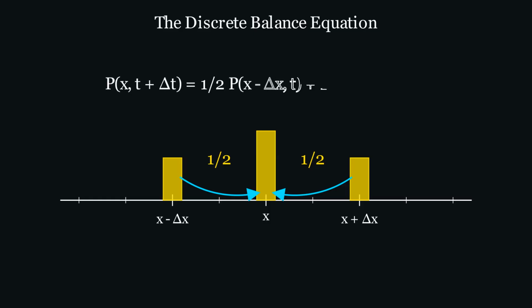This gives us a fundamental balance equation. The probability density at position x at time t plus delta t equals 1/2 times the density at x minus delta x plus 1/2 times the density at x plus delta x. This simple average of neighbors determines the entire future state.